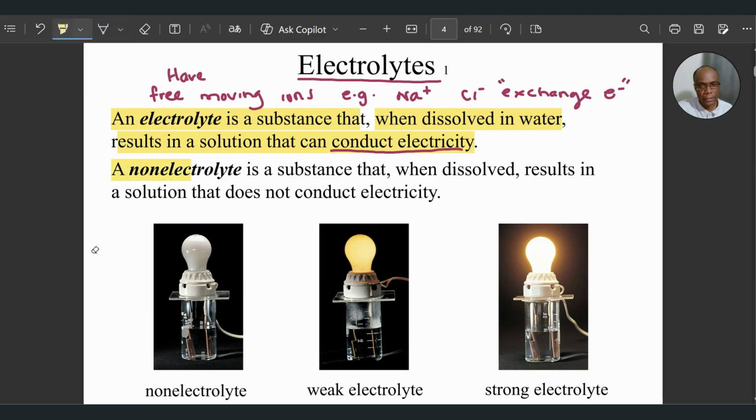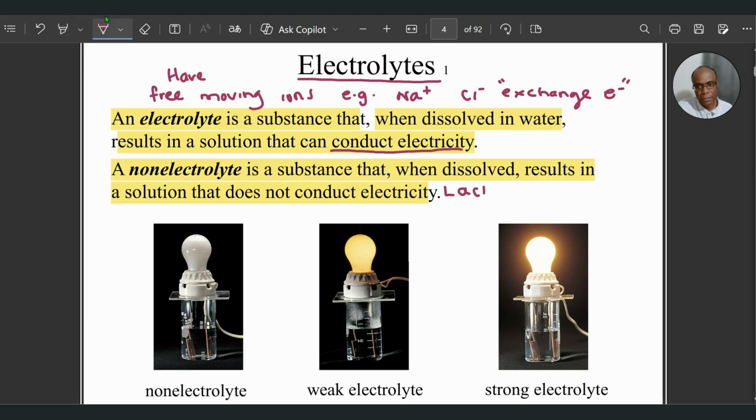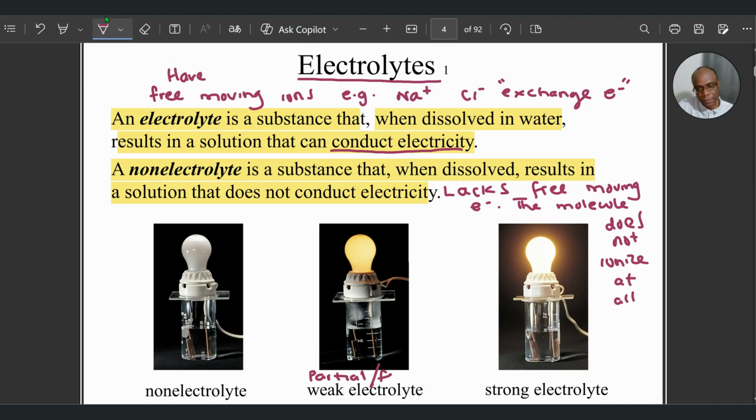On the other hand, a non-electrolyte is a substance that, when dissolved, results in a solution that does not conduct electricity. In other words, this one lacks free moving ions, or you can say the molecule does not ionize at all. For weak electrolytes, you have partial, you can even say few ions present. In that case, it's going to glow dim.